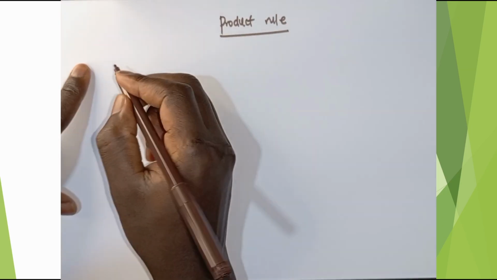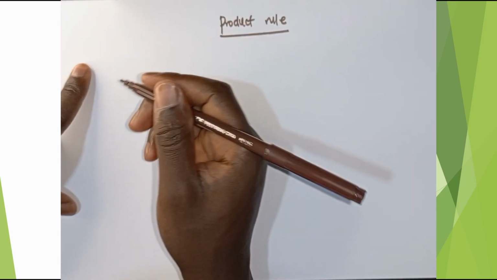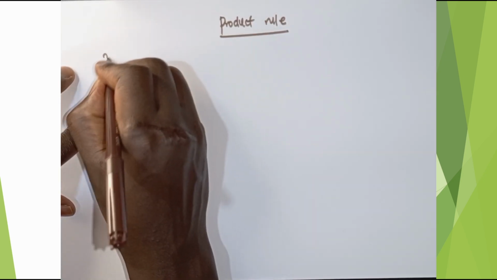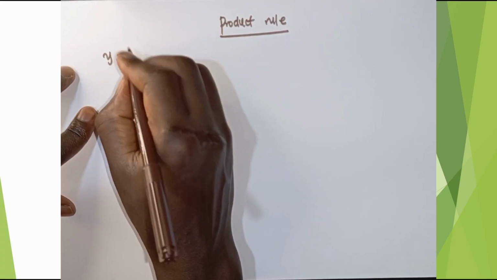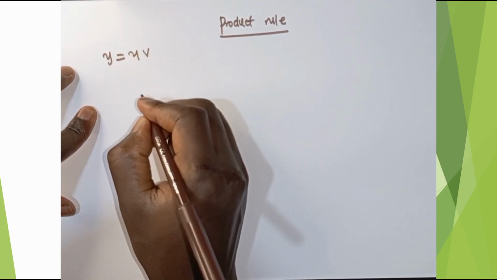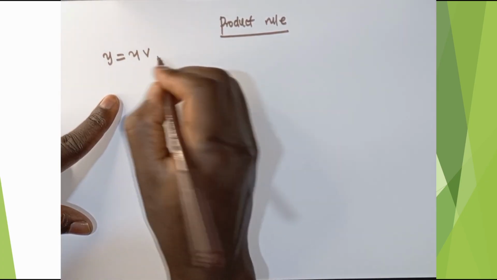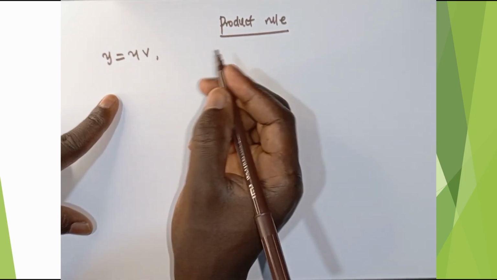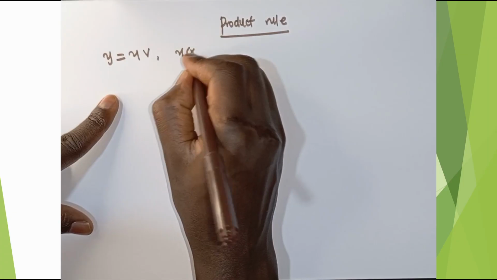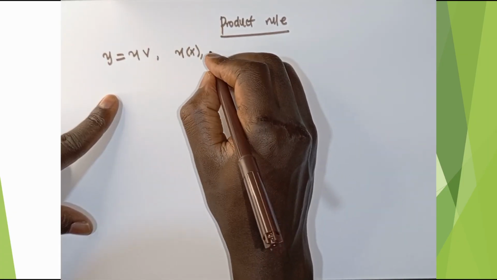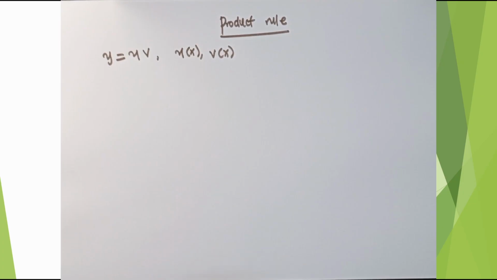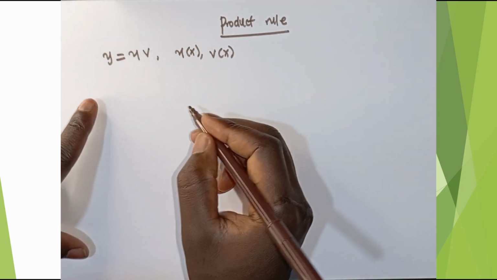Now the product rule says that if you have a function y is equal to uv, where u is a function of x and also v is a function of x, or any other variable, but we normally use x because it's the independent term on the axis.